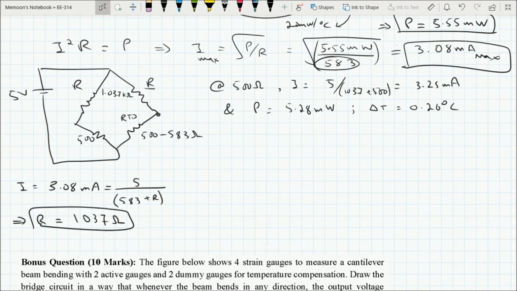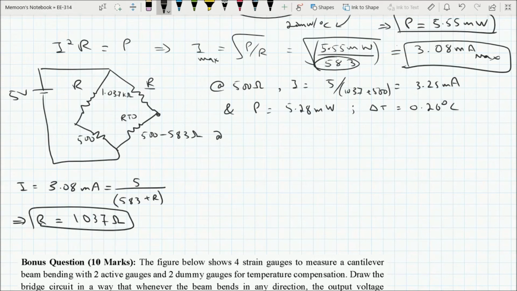And you might be wondering how this 3.25 milliamperes, which is more than 3.08 milliamperes, results in a power dissipation lower than the maximum. We are calculating it at the lower resistance, so P is equal to I squared into R at 500 ohms. The lower value of resistance is being multiplied by this current. The current 3.08 was calculated for the higher value of resistance.